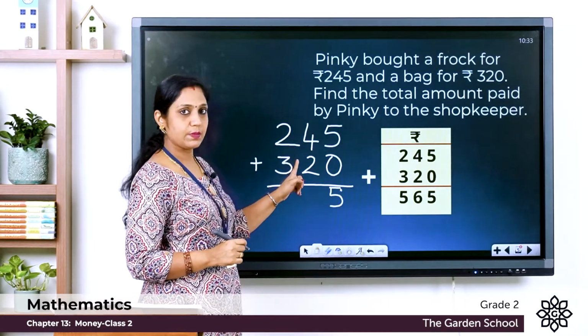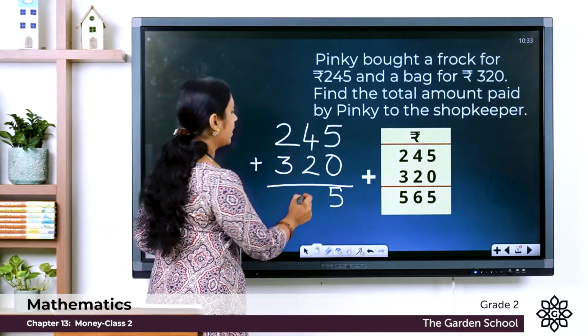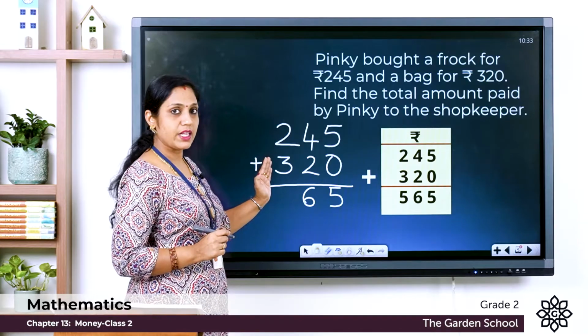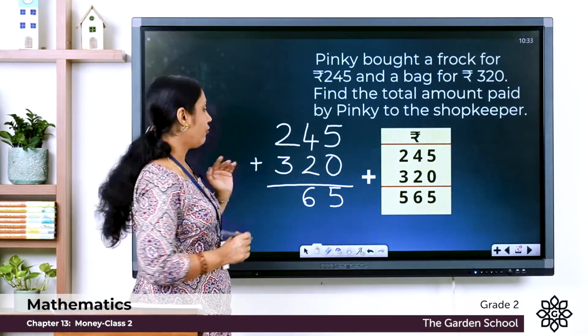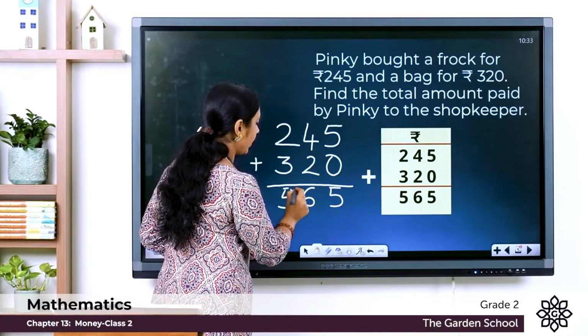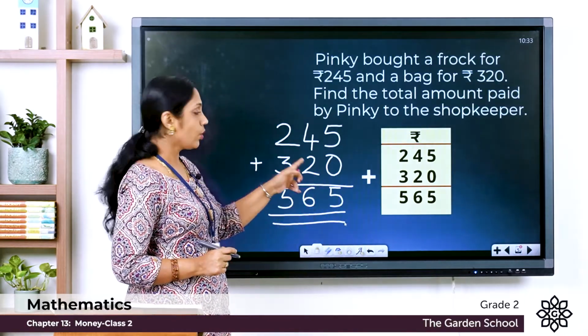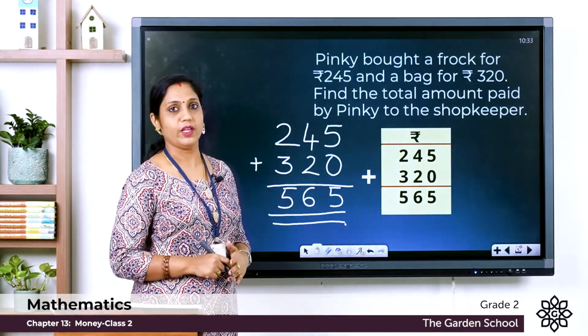Moving on to the tens place we have 4 plus 2. So 4 plus 2 is 6. That we'll write here under the tens place. And moving on to the hundreds place we have 2 plus 3. 2 plus 3 is 5. So we get the answer 565 rupees. So Pinky paid 565 rupees to the shopkeeper.